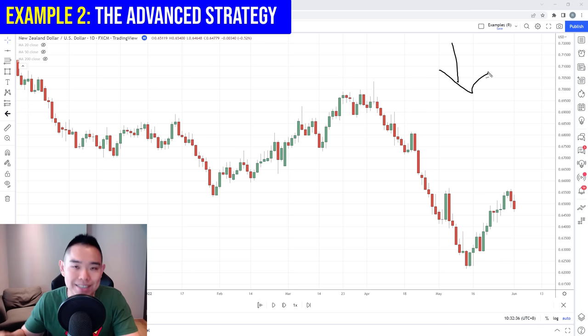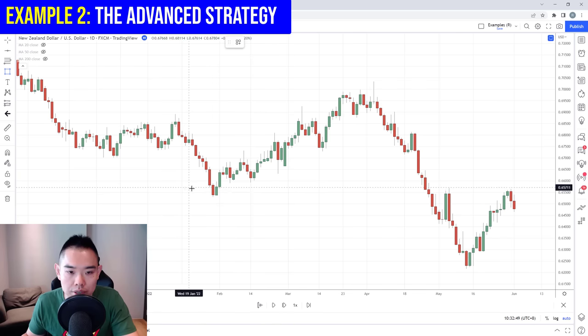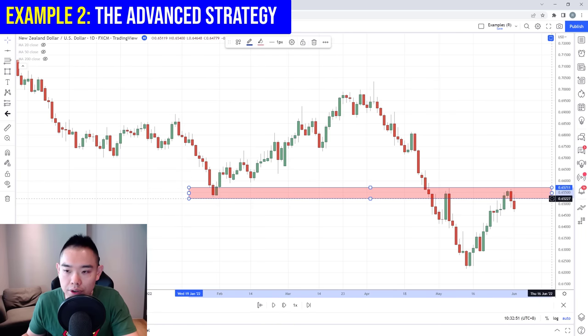Downtrend, we look for selling opportunities. So where is the area of value on the chart? In this case, the area of value is what I'm seeing over here. I will draw it somewhere about here. This is the area of value that I'm looking at.